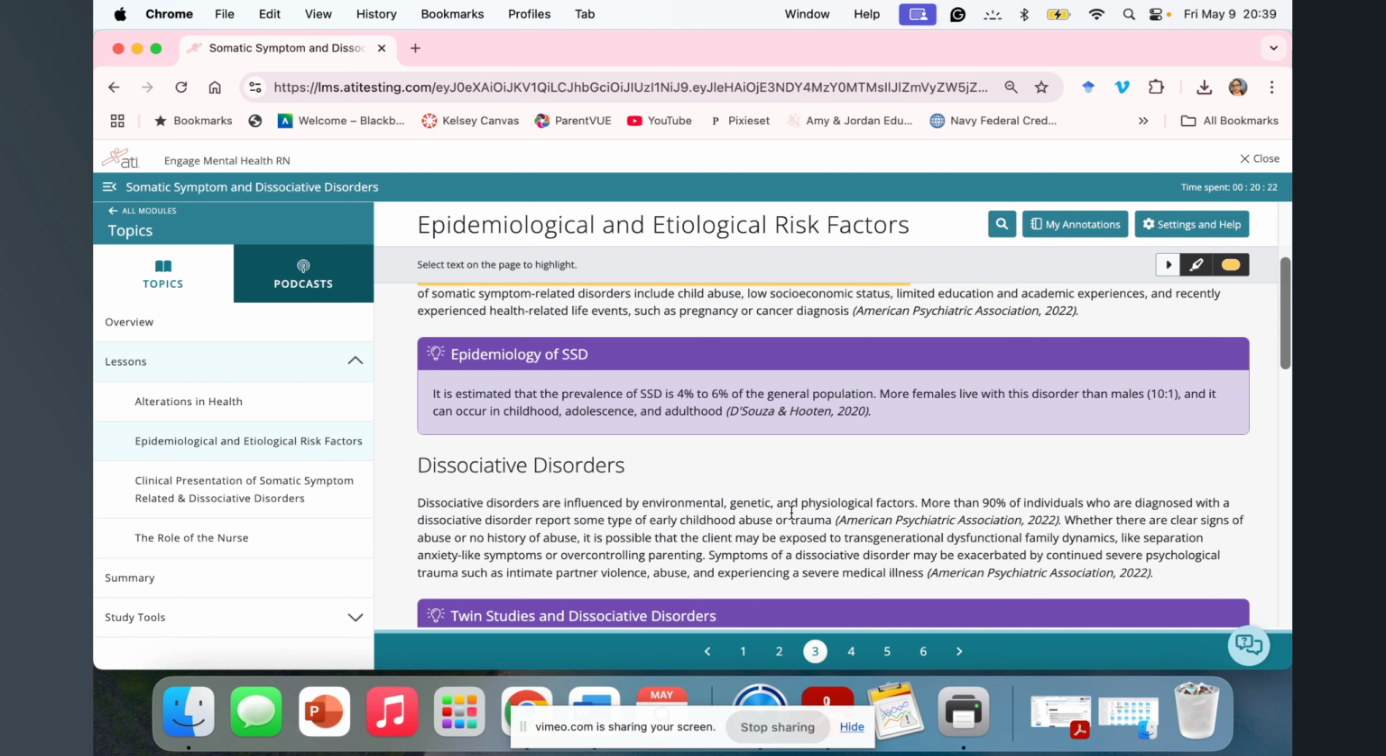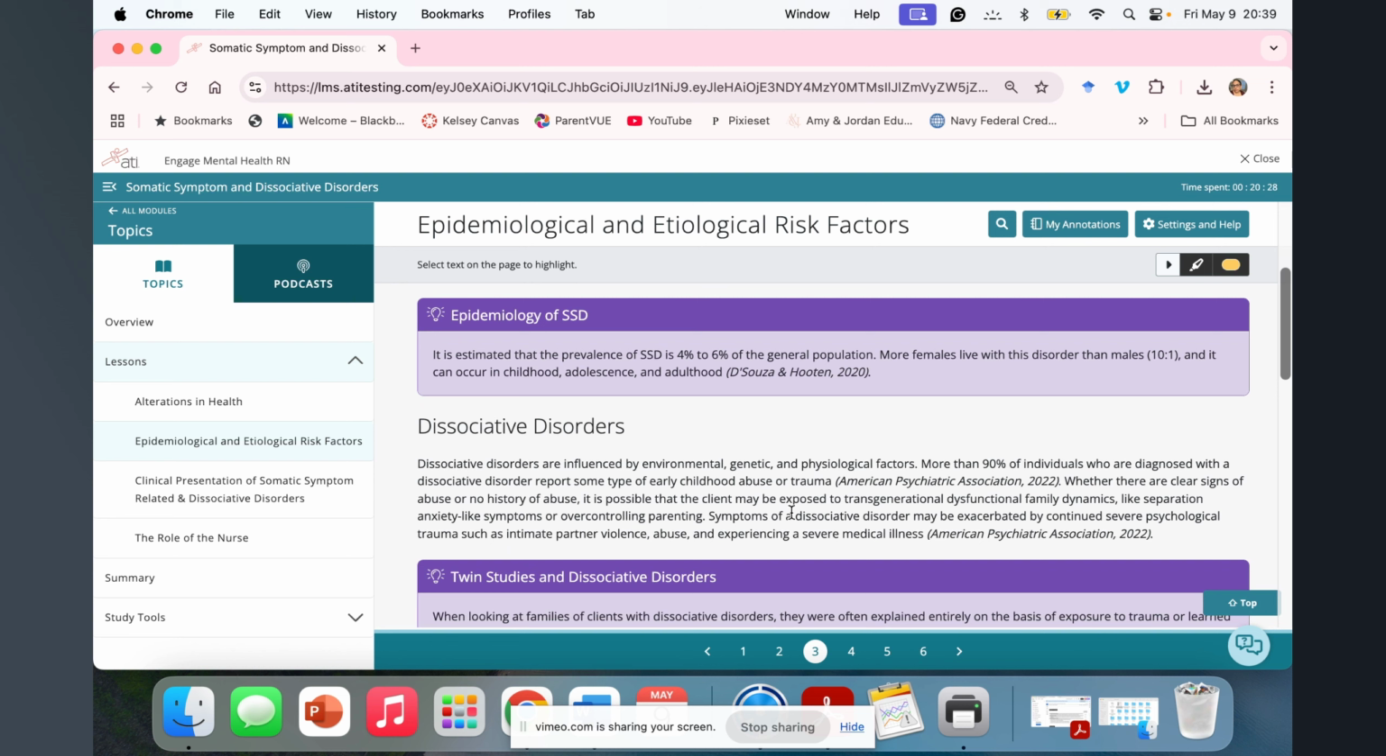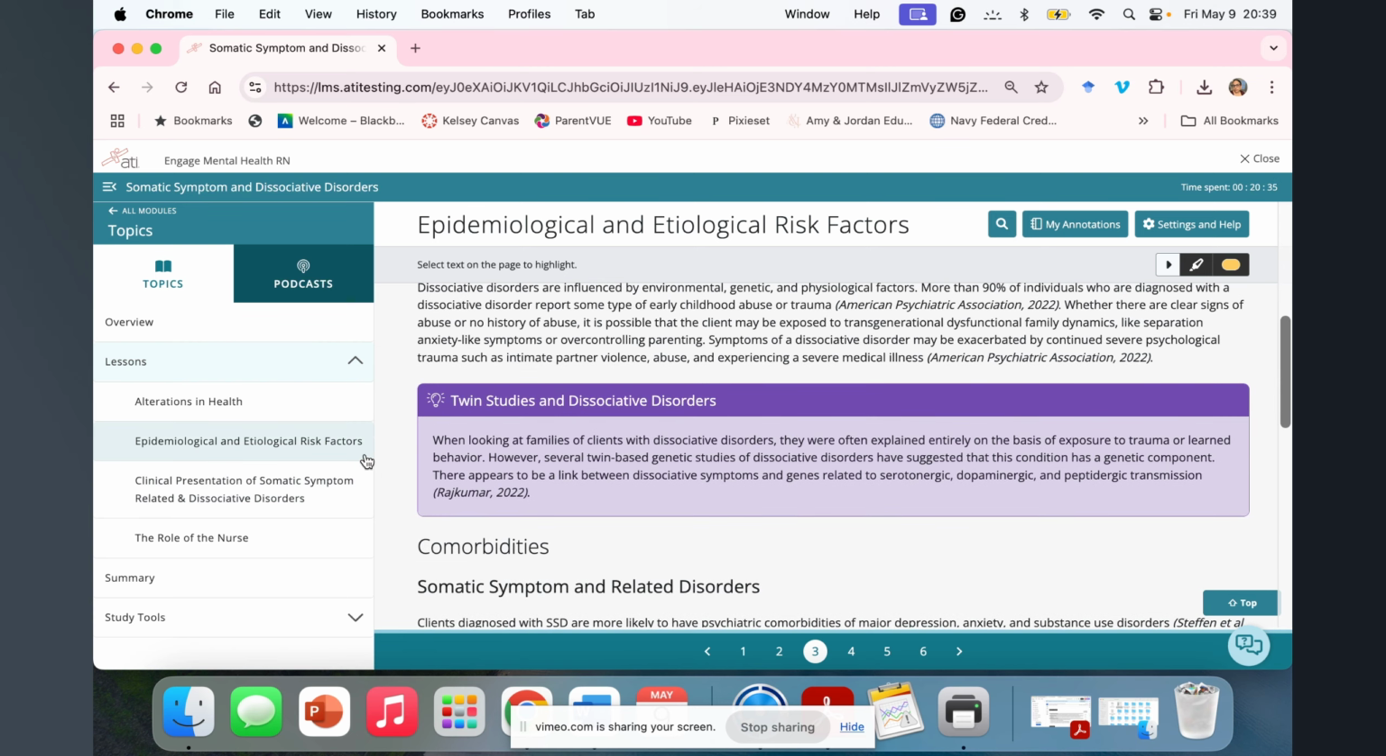When we're talking about dissociative disorders, like we had already talked about, this is a lot of times due to some sort of trauma. And this is interesting. I love me some research. When looking at families of clients with dissociative disorders, the disorder was often explained entirely on the basis of exposure to trauma or learned behavior. All right, so that's pretty interesting, right?